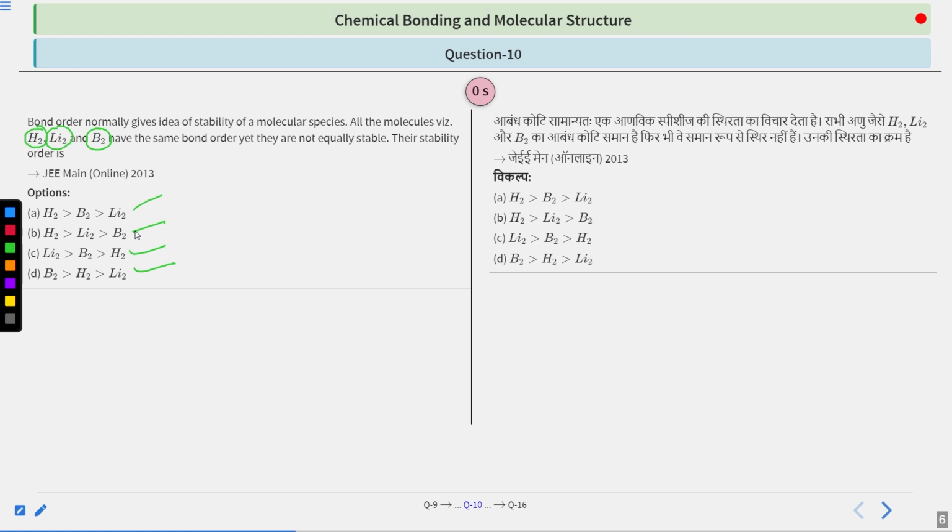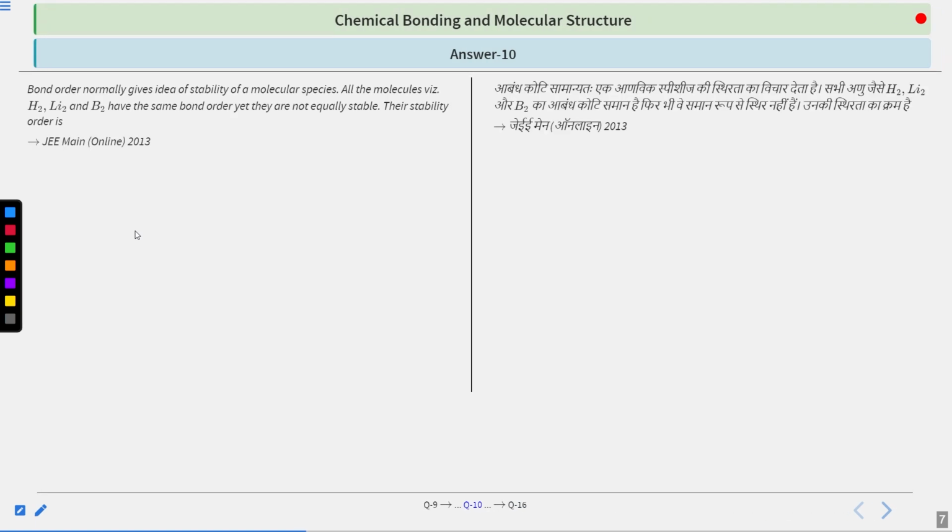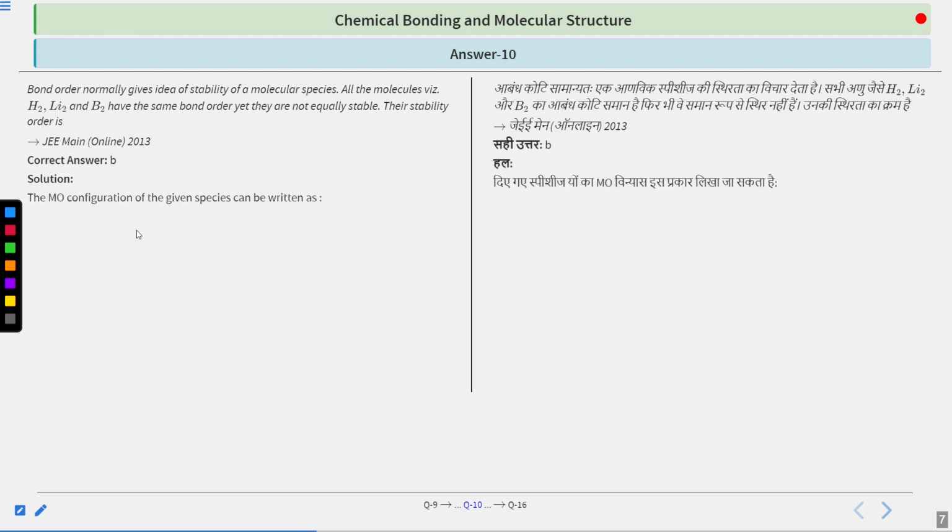Okay, now let us see the solution. So first of all, what is the question? The question is saying that if you find the bond order of all these three using MOT, you will find that all of them have the same bond order, which is 1, but still they are not equally stable. Because bond order regulates stability: a higher bond order means stable, a lower bond order means less stable. But each of these has the same bond order, and still they are not equally stable. So you have to find the order of stability for all three. The correct option is B.